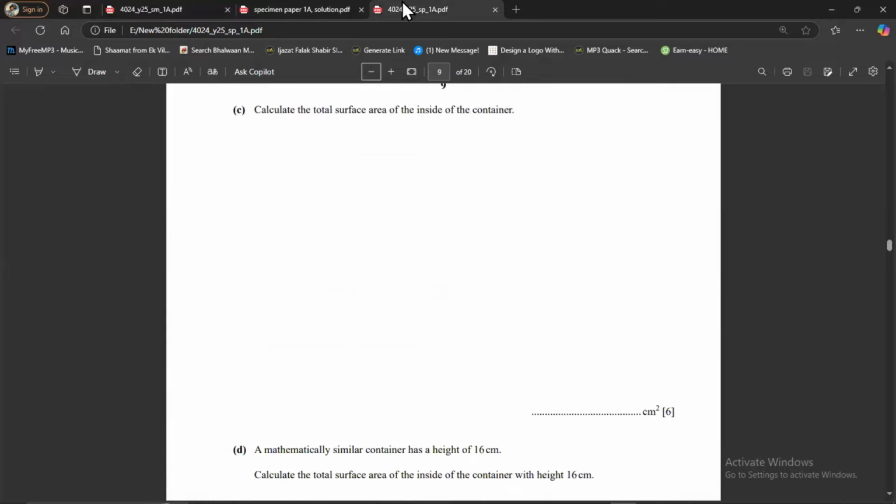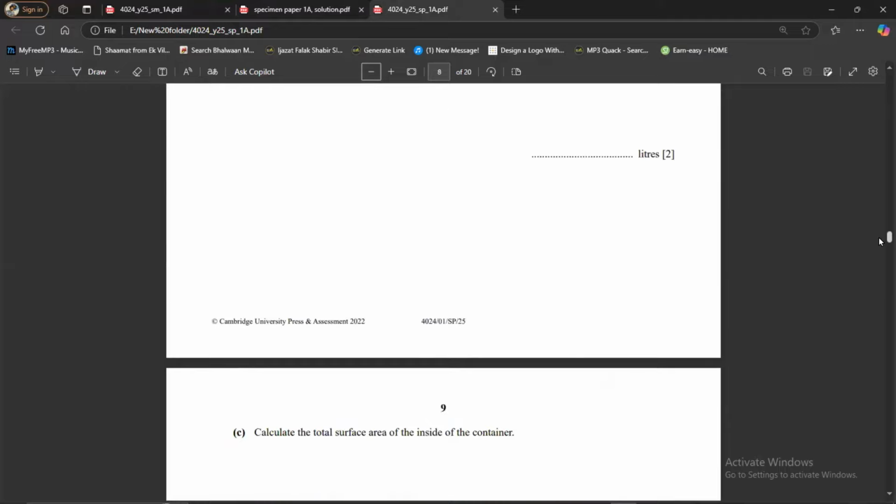He says it's a 6 marks question. Calculate the total surface area of the inside of the container. The total surface area of the inside of the container, C part. It's a 6 marks part. Okay.